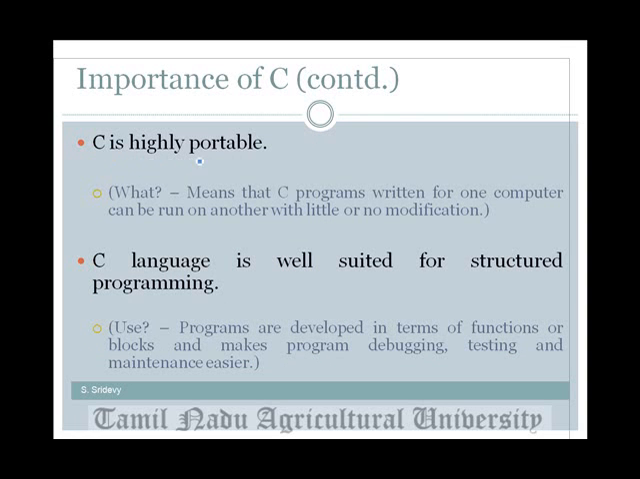Next one is, C is highly portable. Portable means programs written for one computer can be run on another machine with little or no modification. You may think, what is it? In the earlier era of programming, the programs developed for one computer could not be run on another. These hurdles were broken by the language C. With the help of the language C, programs can be written for one computer and executed on another machine with little or no modification.